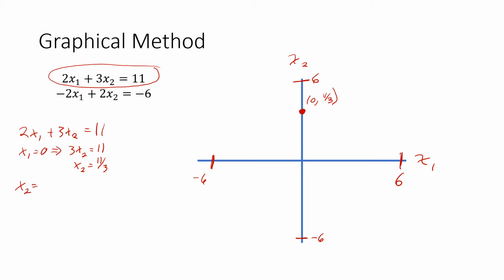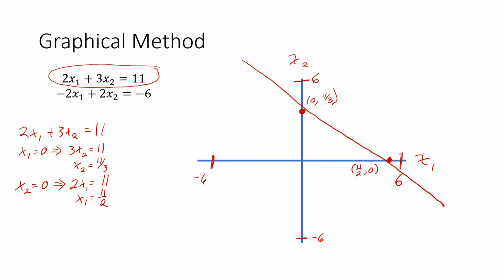Now, if I let x2 equal 0, what do we get? When x2 equals 0, I get 2x1 equals 11. So x1 equals 11 over 2, or 5.5. So x2 is 0, x1 is 11 over 2. We have that point right there, which is 11 over 2, 0. And we have our first line, which runs through there. There's our first line.